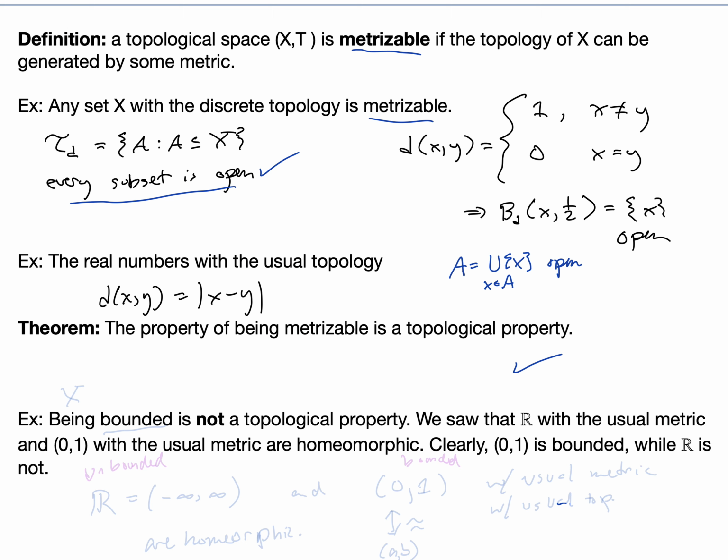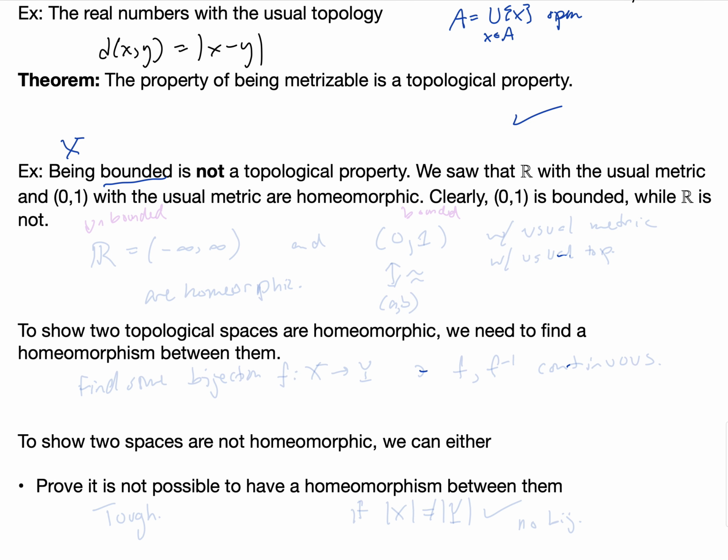Here's an example of something that is not a topological property. Being a bounded set, X being bounded, is not a topological property. As an example, we saw that the set of all real numbers, negative infinity to infinity, with the usual metric, and the open interval from 0 to 1 with the usual metric, and therefore with the usual topologies, open intervals are open, are homeomorphic.